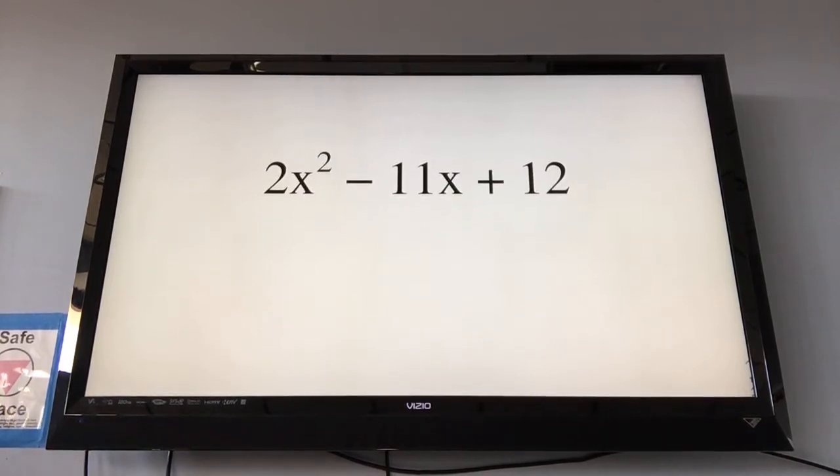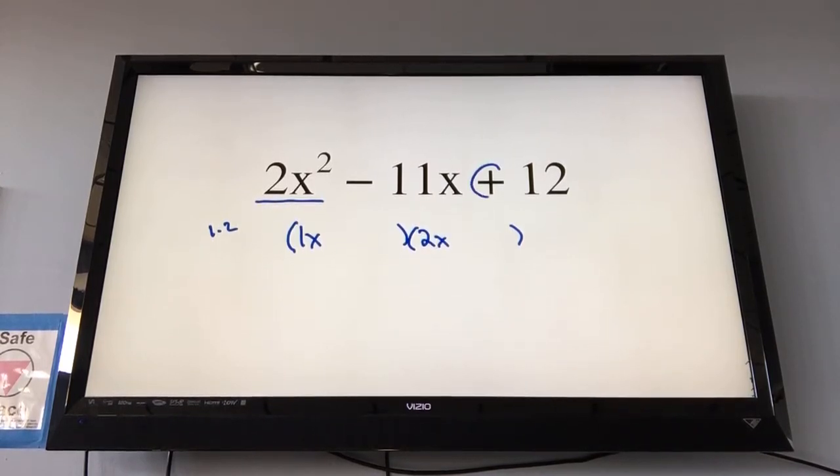Okay, next one. Common factor to everything? No. So then I go to my two parentheses. 2x squared only has one choice, 1 times 2. So 1x and 2x. Positive at the end means same sign. We know which ones by looking in the middle. So minus and minus.